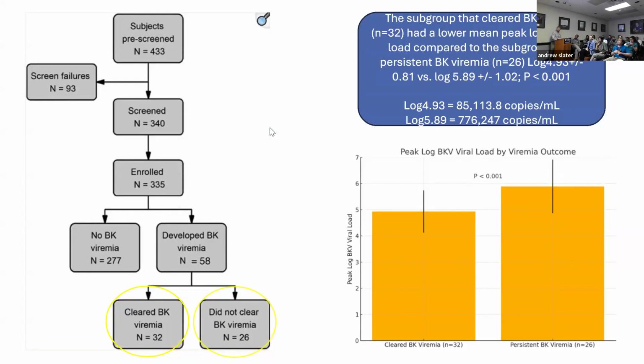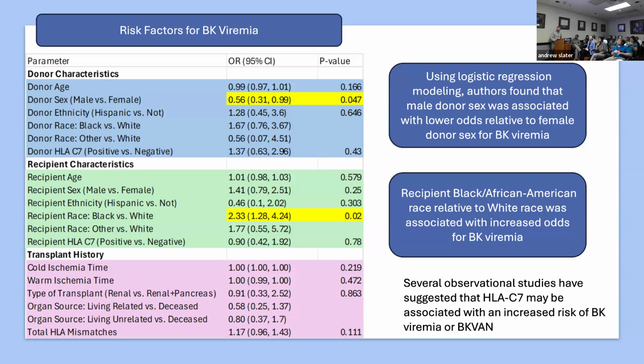Sure, I didn't skip a slide. There we go. Okay. So risk factors for BK viremia, using logistic regression, authors found that what I have highlighted there, those are the statistically significant risk factors. Male donor sex was associated with lower odds relative to female donor sex for BK viremia. And then self-reported recipient Black or African American race relative to white race was associated with increased odds of BK viremia.